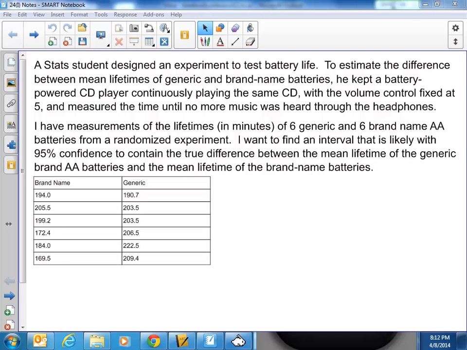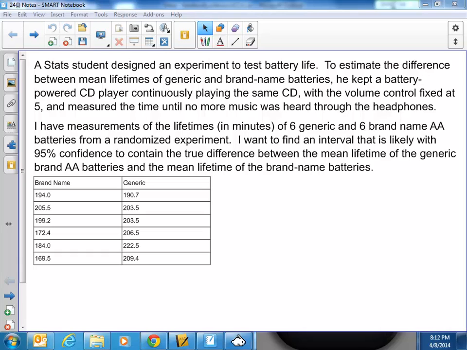All right, he's got measurements of the lifetimes in minutes of 6 generic and 6 brand name AA batteries from a randomized experiment. We want to find an interval that is likely with 95% confidence to contain the true difference between the mean lifetime of the generic brand AA batteries and the mean lifetime of the brand name batteries.